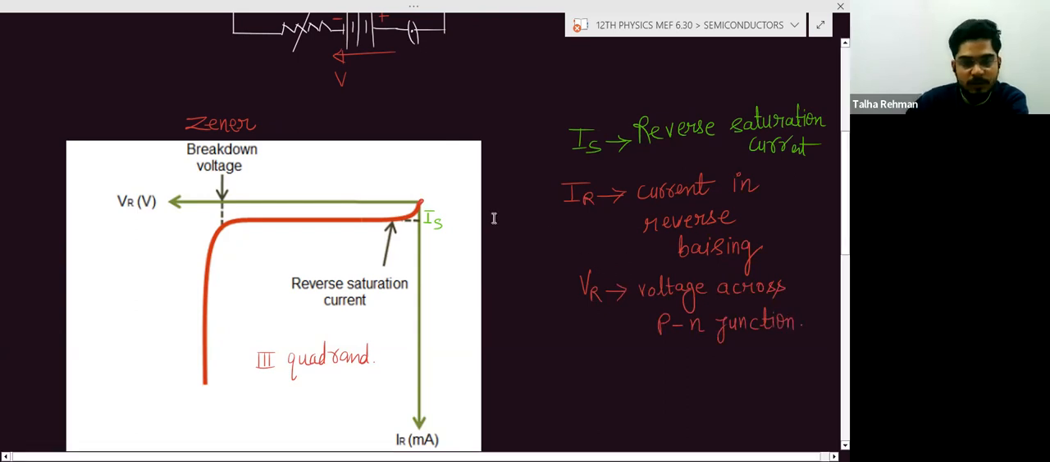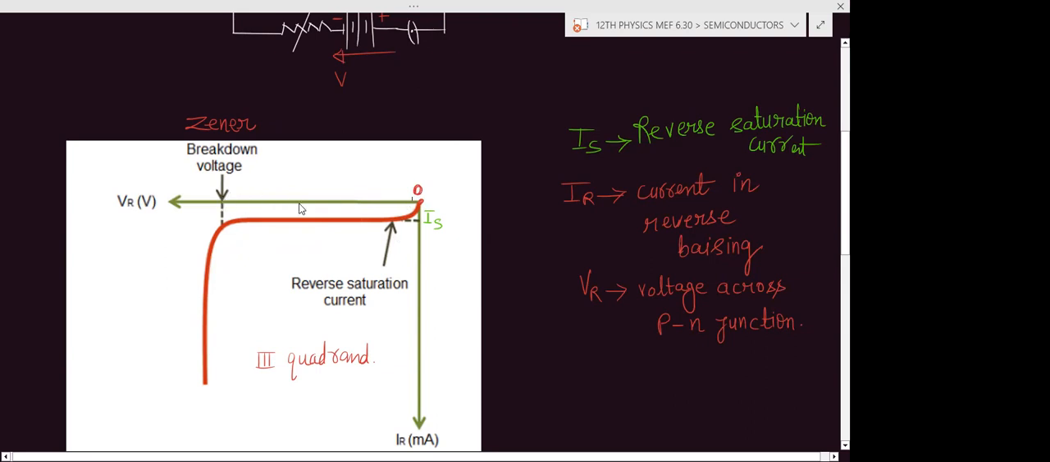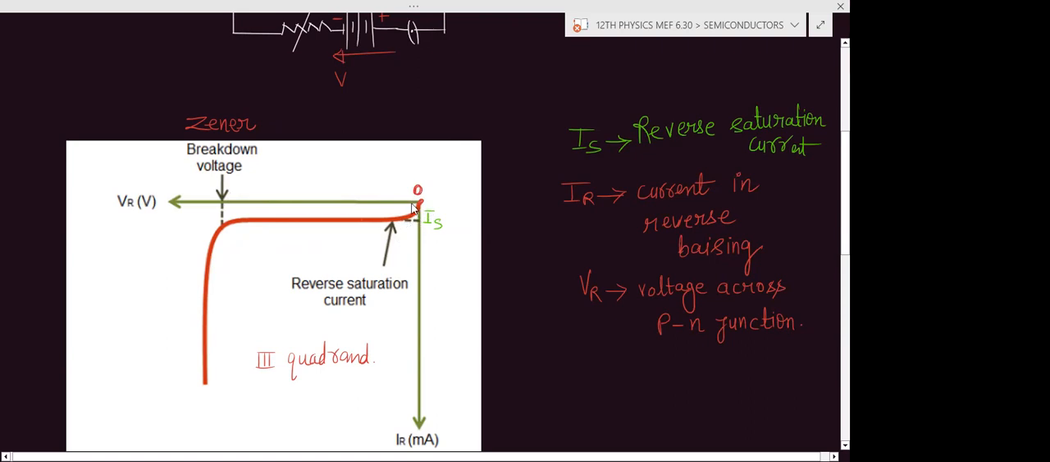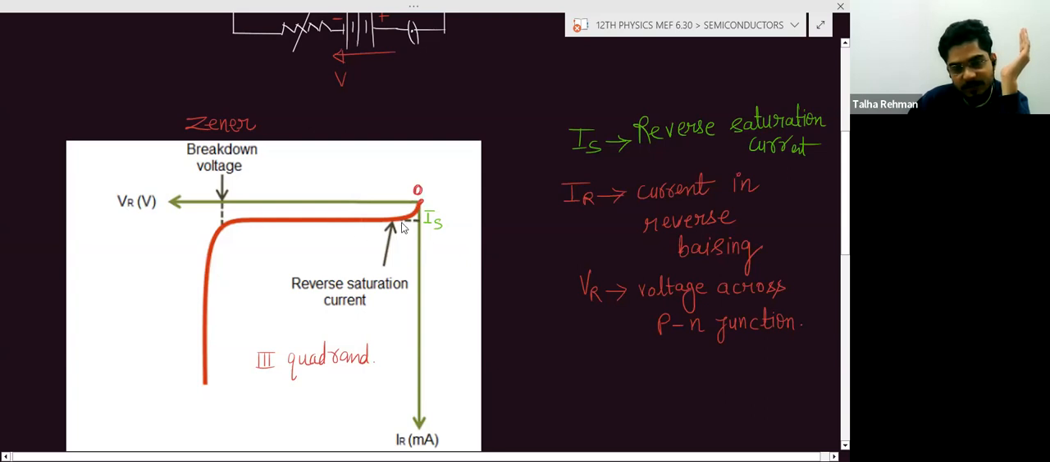Okay. So this type of graph we will get. From here to here, you are at zero voltage. From here to this value, the current is very small. This value of current is small, and this current is almost constant, not changing. This constant current is known as the reverse saturation current.